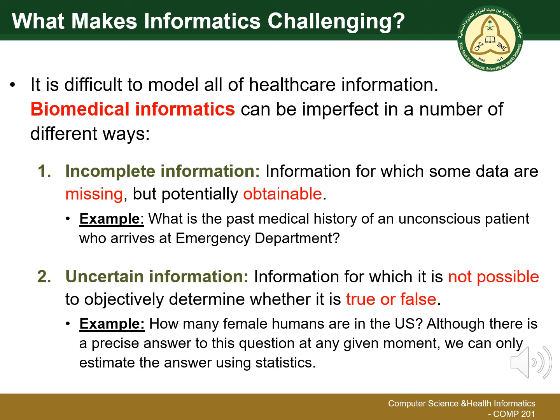later on. Second, uncertain information, which is information for which it is not possible to objectively determine whether it's true or false. So هي information ما أقدر أحدد إذا هي true or false. For example, how many female humans are in the US? حتى لو كان عندي an answer to this question at any given moment, I have to get this answer by using statistics.